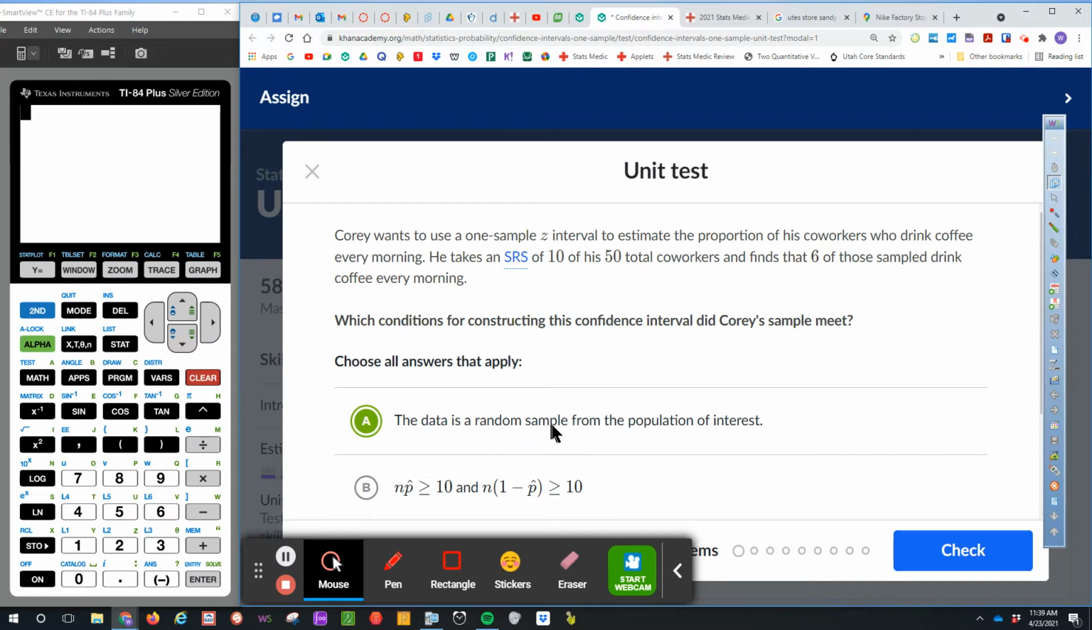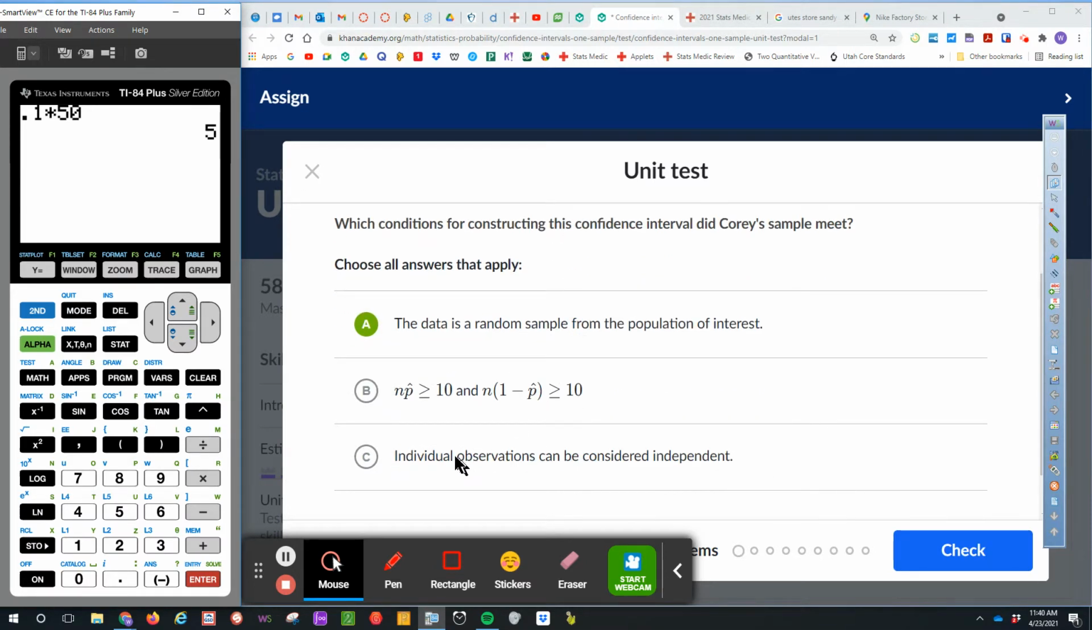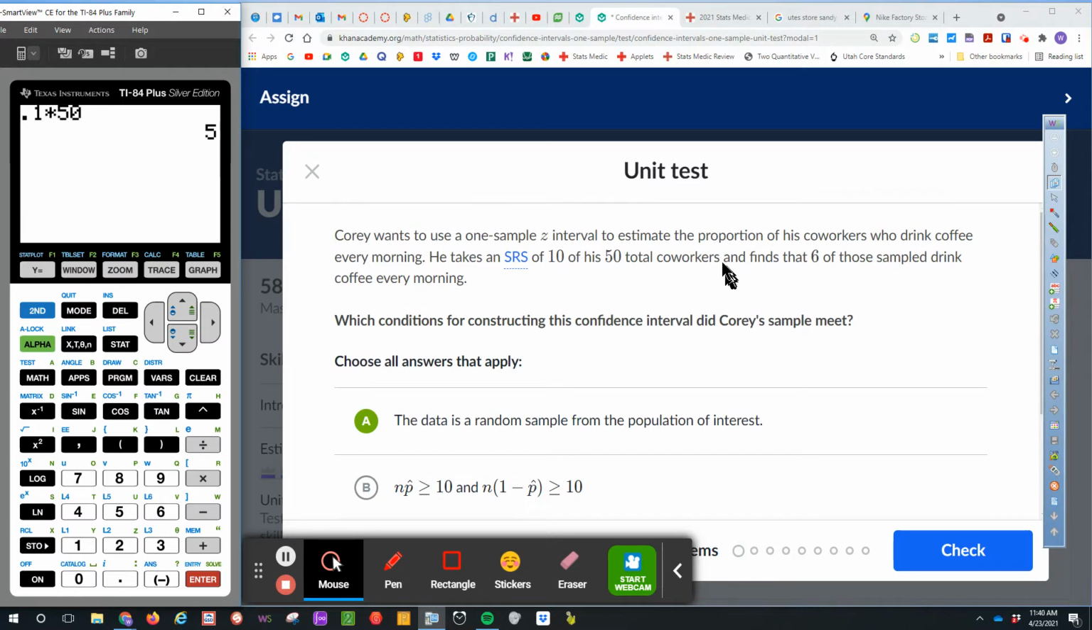So SRS. So we know that A is met. The data is a random sample from a population of interest. So a random sample of 10 of his 50 coworkers. So 50 is the population. So if I take 10%, 0.1 times 50, that means my sample size cannot be more than 5, and yet he took a 10. That means the independence rule, the individual observations can be considered independent, is not met. We cannot pick C.